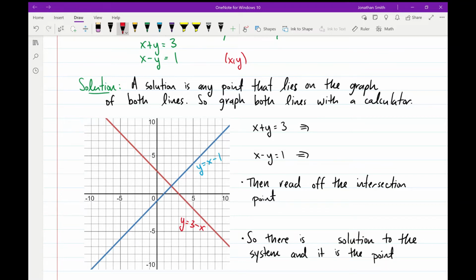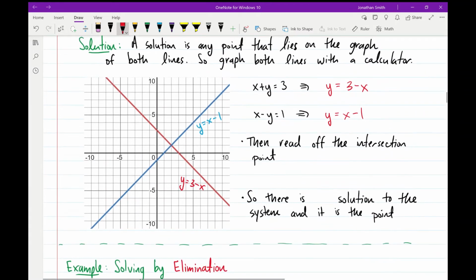But in this case, we have the linear equation x plus y is equal to 3, and we can solve for y and get y is equal to 3 minus x. And then our other linear equation, x minus y is equal to 1, we can make that into y equals x minus 1, and then we can take both of these equations and plug it into a graphing calculator or into Desmos or whatever other computer algebra system you want to use. And then we want to read off the intersection point after we graph them, and the intersection point of the two lines is going to be the solution.